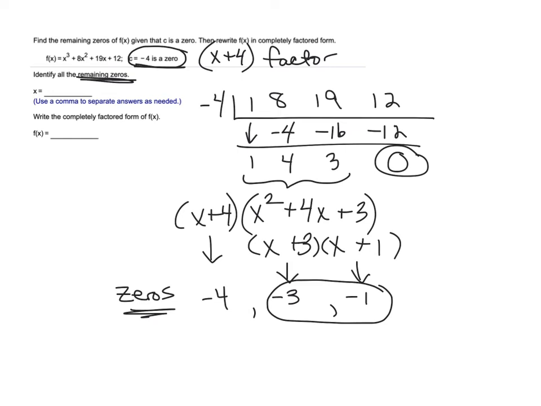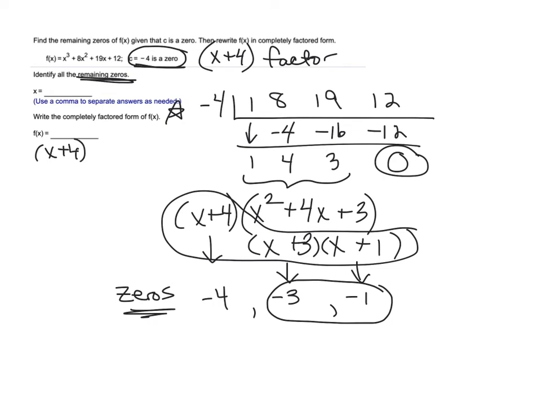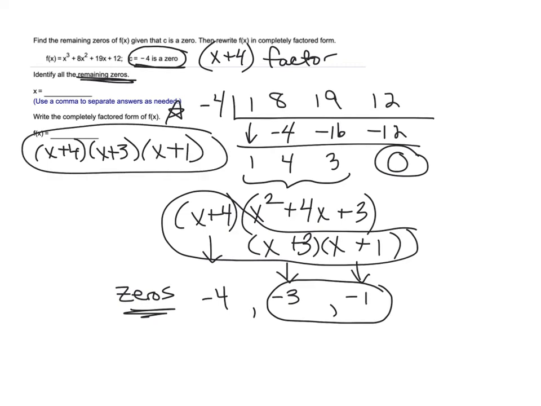And then the second part, it says right up here, write in completely factored form. All they want you to do is write the whole thing factored, which we kind of have right here. So you would type in x plus 4 times x plus 3, and lastly, x plus 1. This is f of x in factored form.